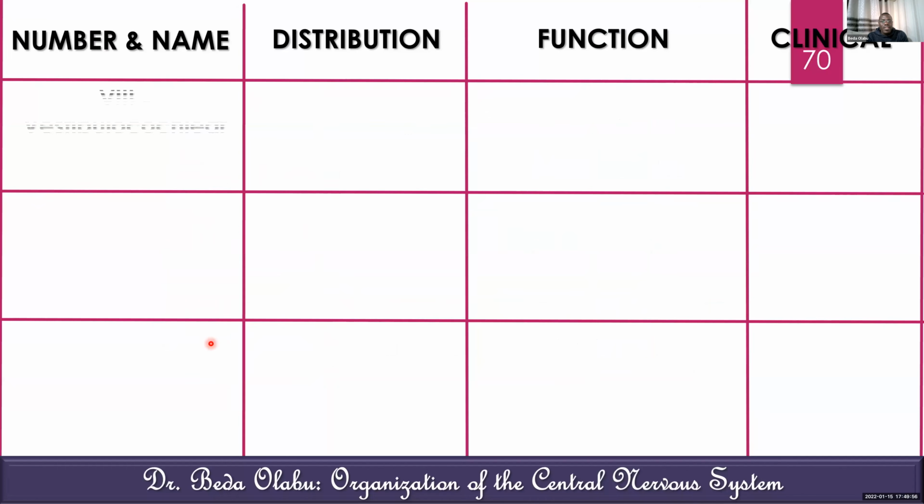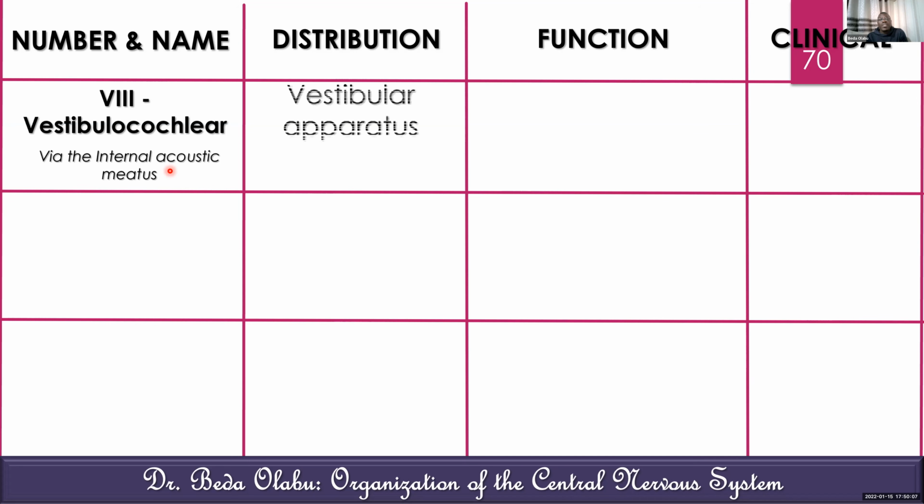The 8th cranial nerve is known as the vestibulocochlear nerve. The vestibulocochlear nerve, just like facial nerve, exits the cranial cavity through the internal acoustic meatus. There are 2 nerves within this nerve. We have the vestibular division, or we can just call it the vestibular nerve, which we have superior and inferior. And we have the cochlear nerve. The vestibular nerve goes to the vestibular apparatus of the ear.